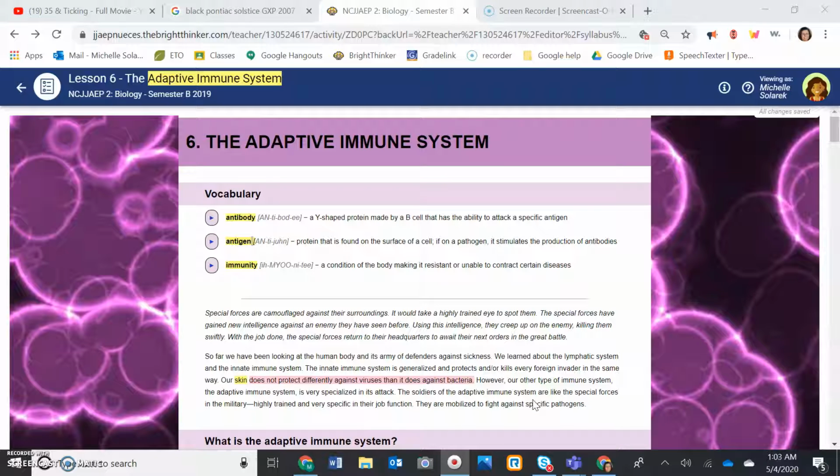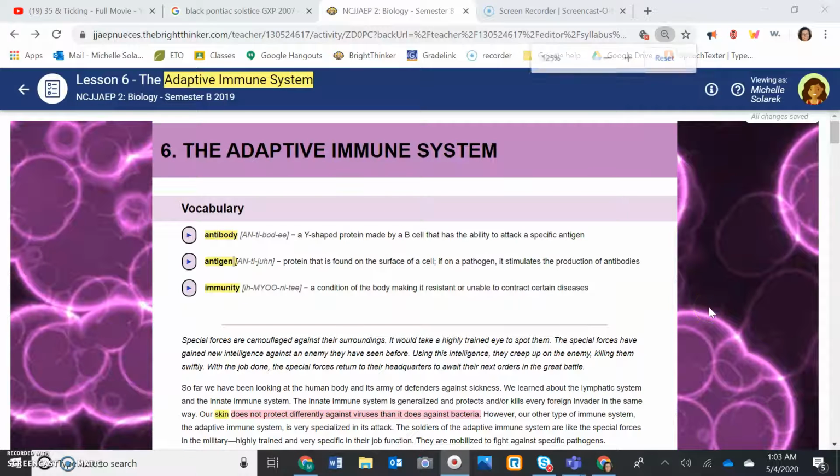So you can see your first three answers right there in yellow. The first one is, what is a Y-shaped protein made by a B cell? And the answer is an antibody. I'm so sorry. Let me make this bigger for you. And the answer is antibody.